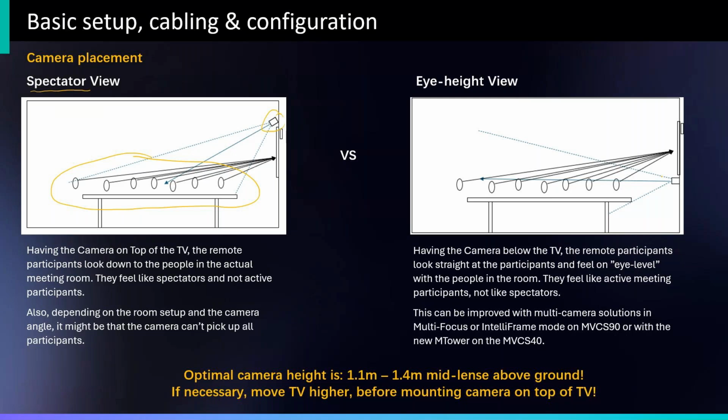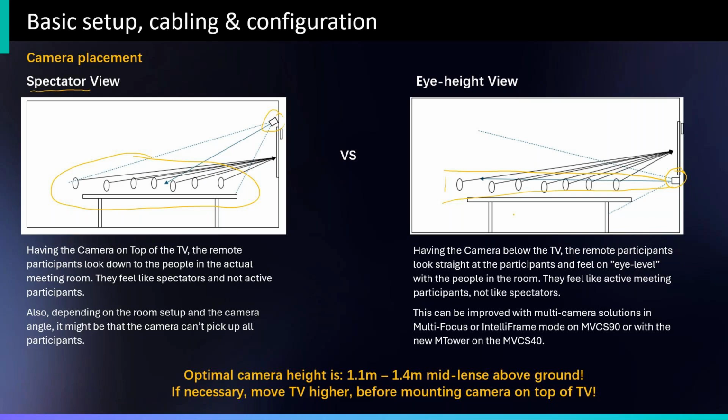When we place the camera at eye height, and I look straight at the remote participants, I feel engaged with them. I think they are on eye level. They talk together in the same line. People become engaged and they will contribute to the active conversation, even if they are remote. It doesn't matter if they sit in a meeting room or in front of a screen.